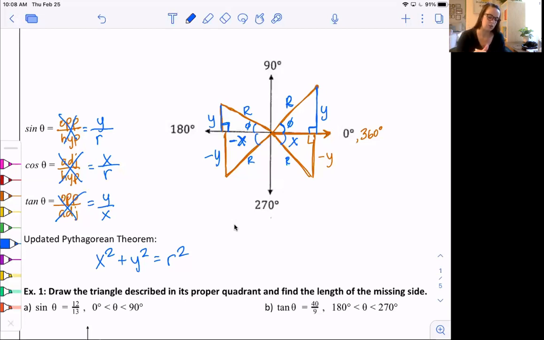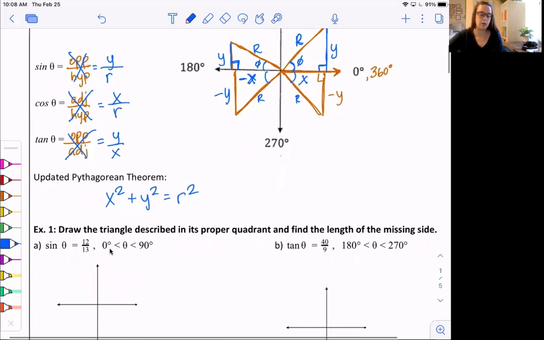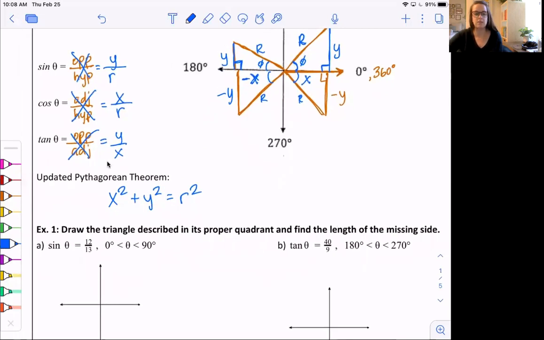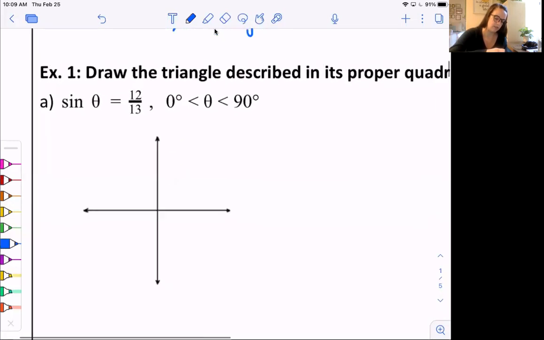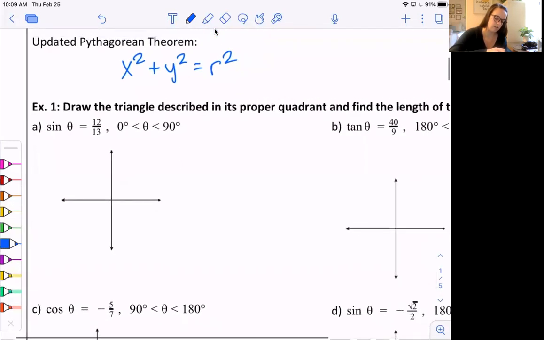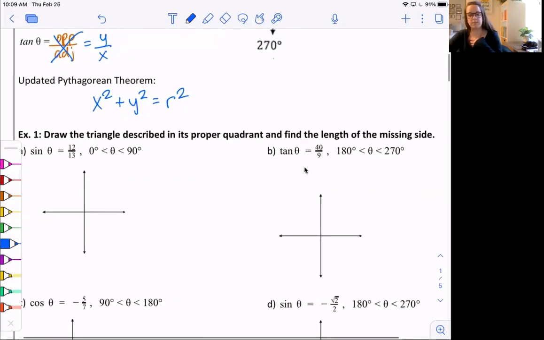All right. So we are going to learn how to draw our triangles in the right quadrants, and then how to use our updated Pythagorean theorem in order to solve for the missing side. So I'm going to go ahead and give you a moment to write down this one. You don't need to write down the question. Let's take a moment to write down A and B if you have a chance.